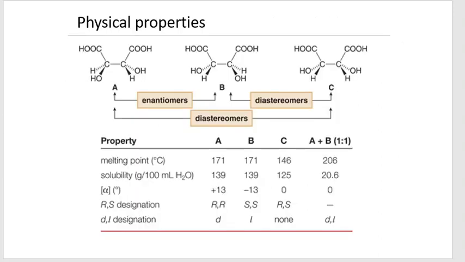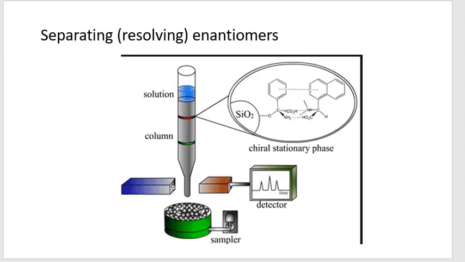So here's an overview of some physical properties that go back to that idea that enantiomers are going to have really similar properties, diastereomers not so much. And so melting points, you can see, are the same, solubility is the same, optical activity is equal and opposite, and then this is the racemic mixture on the right, and then there's just a little bit about naming down here.